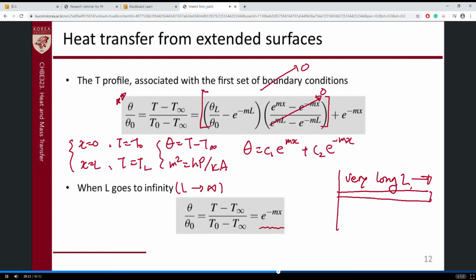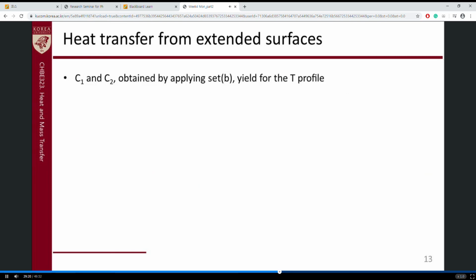Alright, this is a solution for the first boundary conditions. And also we can obtain the other concept by using the other set of boundary conditions. For example, so we got this, right? And then this is the second boundary conditions.